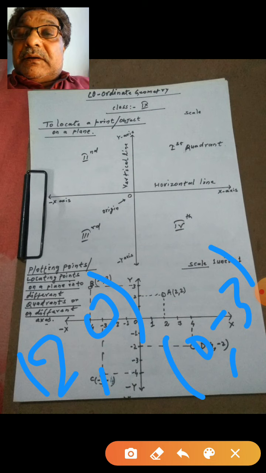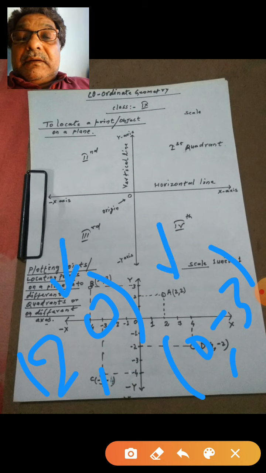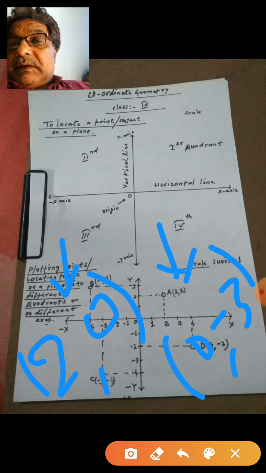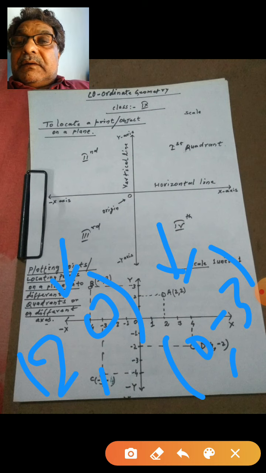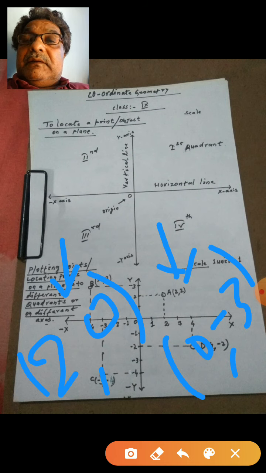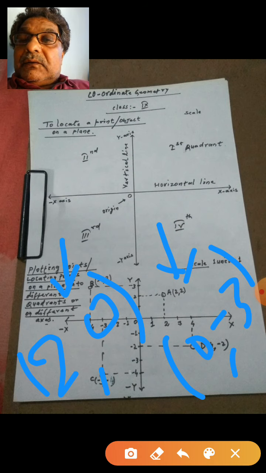Now the question arises where this point will belong. Such points will belong on any axis, either on the x-axis or on the y-axis. It may be on the positive part of x or negative part of x, or on the positive part of the y-axis or negative part of the y-axis. This doesn't matter. We only have to state that when we see one coordinate is 0, we should immediately recall the point will belong to one axis, either x or y.